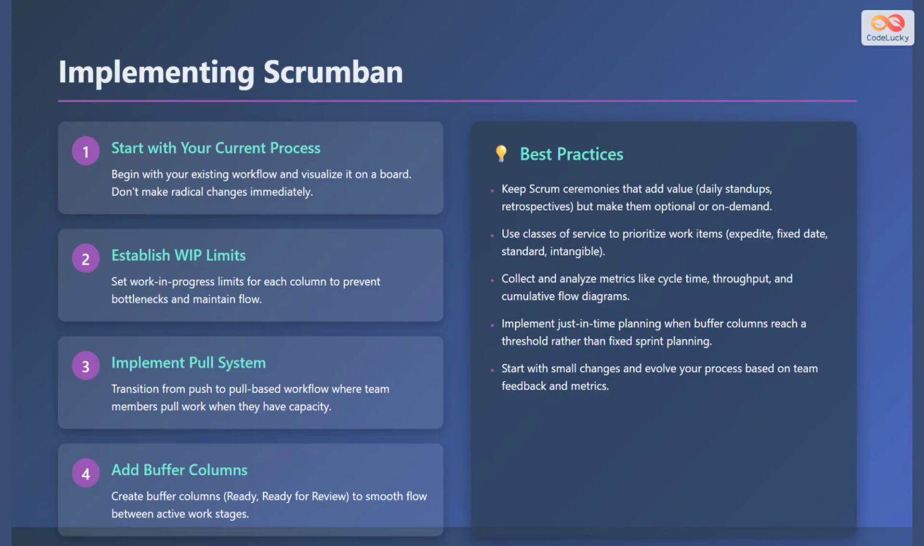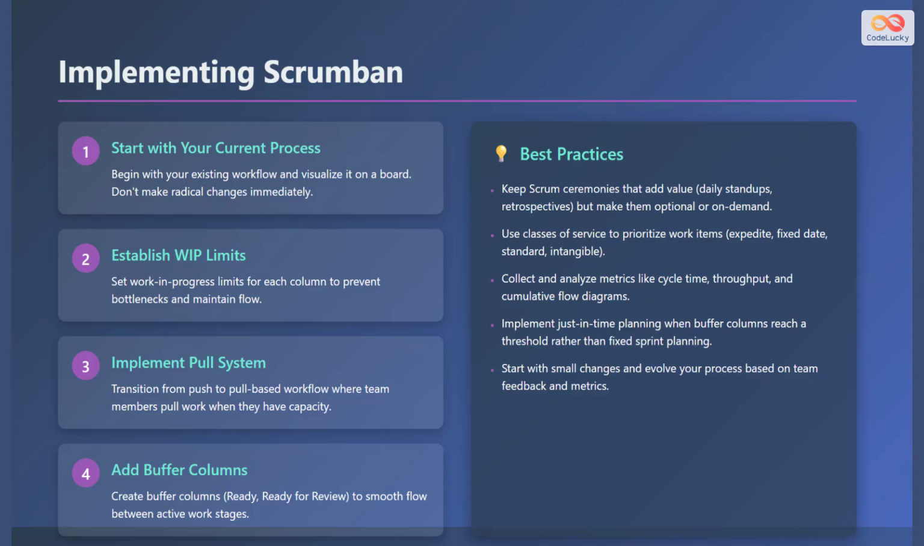Some of the best practices include keeping Scrum ceremonies that add value, like daily stand-ups and retrospectives, but make them optional or on demand. Use classes of service to prioritize work items, such as expedite, fixed date, standard, and intangible.